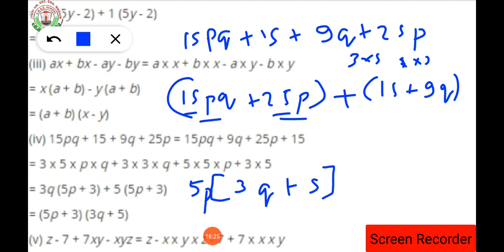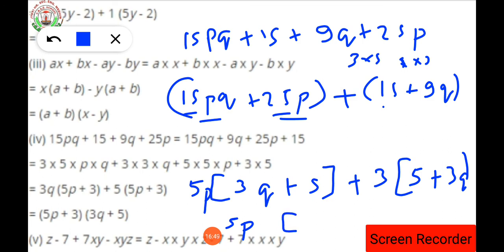Clear? Then next, which term are we going to take as a common? Here 15 can be written as 3 into 5, 9 can be written as 3 into 3. So 3 will be taken common. What is the number left out? That is 5 plus 3q. Okay, we can rewrite by arranging the terms, that is 5p(3q plus 5) plus 3(3q plus 5).